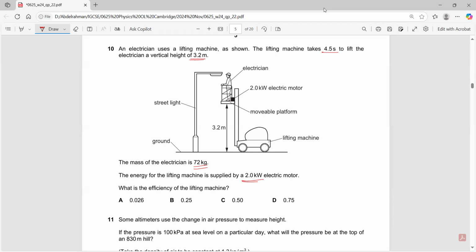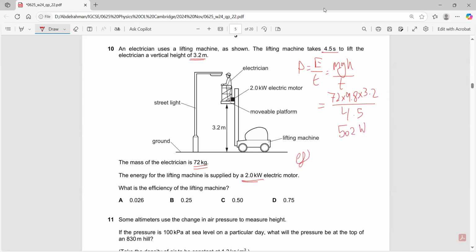Yes, the power would be the energy over the time, or mgh over t. The mass is 72 times 9.8 times the height 3.2 divided by the time taken, 4.5 seconds, right? What's 72 times 9.8 times 3.2 divided by 4.5? This is 501, or you can say 502 watts.